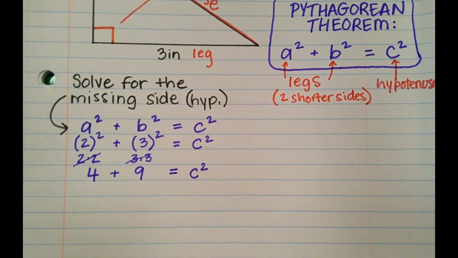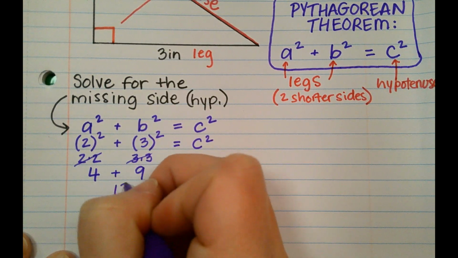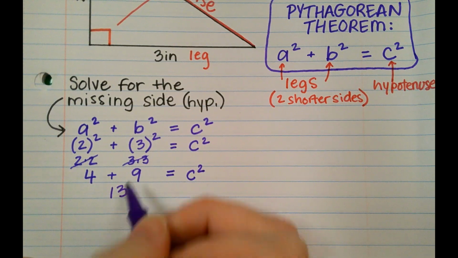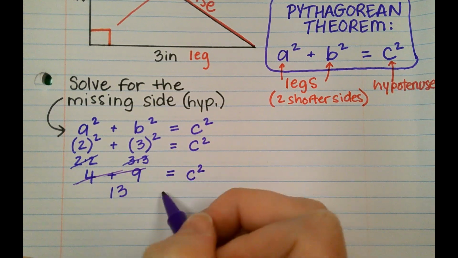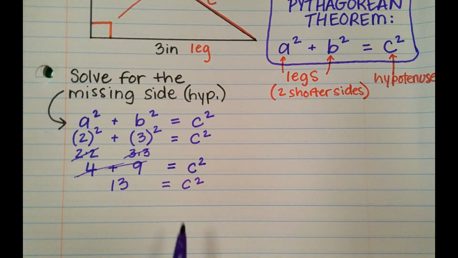So what should I do now? Yes, add 4 plus 9. So what is 4 plus 9? 13. And I need to bring everything down still. 13 equals C squared. Have I solved for C?